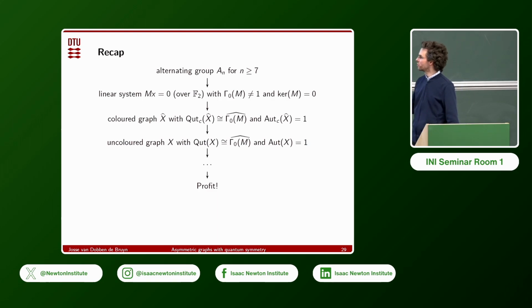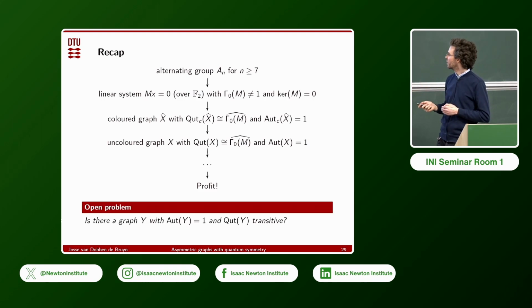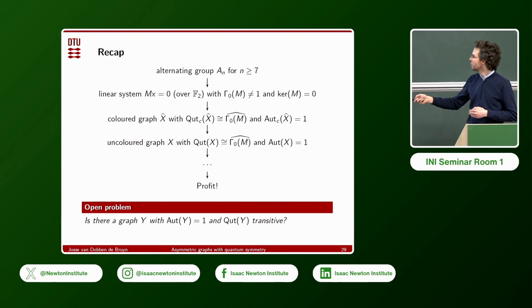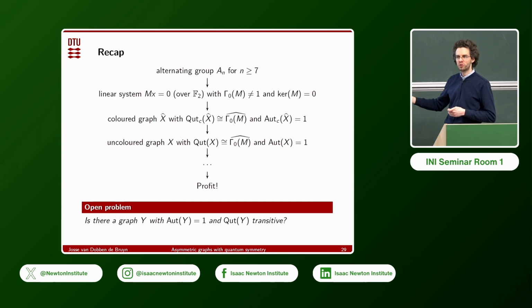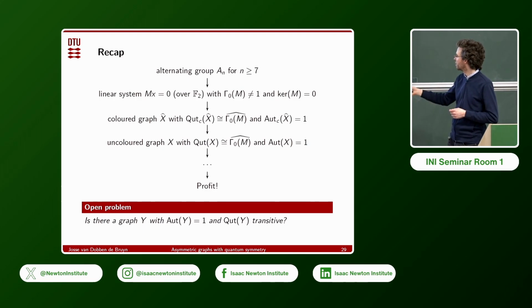Yeah, so that concludes what I had to say about the construction. I just want to close with this open problem that I mentioned before. We still want to know if there's a graph with trivial automorphism group and transitive quantum automorphism group, or even a stronger question that Adam asked, I think at some point, an ergodic action of the quantum automorphism group.